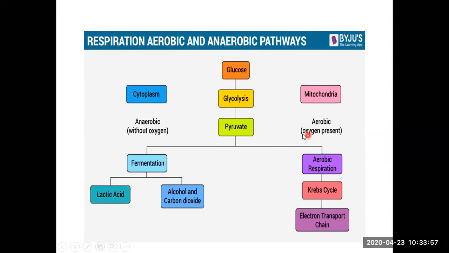When oxygen is present, aerobic respiration takes place, and it happens in the mitochondria. When oxygen is not present, it happens in the cytoplasm. In aerobic respiration, further 2 steps are carried out so that complete oxidation of glucose can take place. The first step is glycolysis, the second step is the Krebs cycle, and the third is the electron transport chain. Finally, we end up with ATP, carbon dioxide, and water.